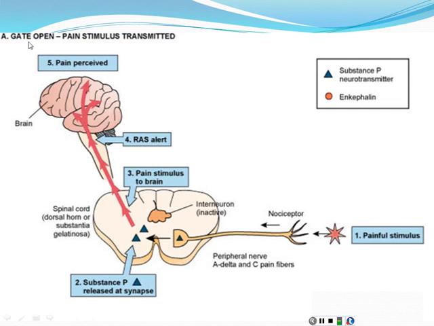So here's the gate open. This is the way things are most of the time. So a painful stimulus triggers this nociceptor to have an action potential. That action potential travels down and into the spinal cord. Substance P is released at this synapse, and then it's the substance P that triggers the upward neuron, or the ascending neuron, to bring that signal up into the brain. So that's how things are normally.